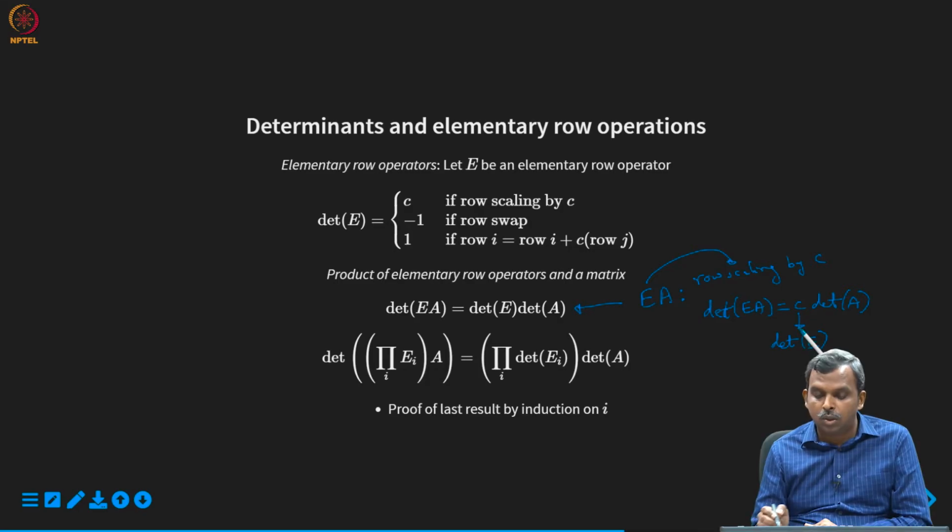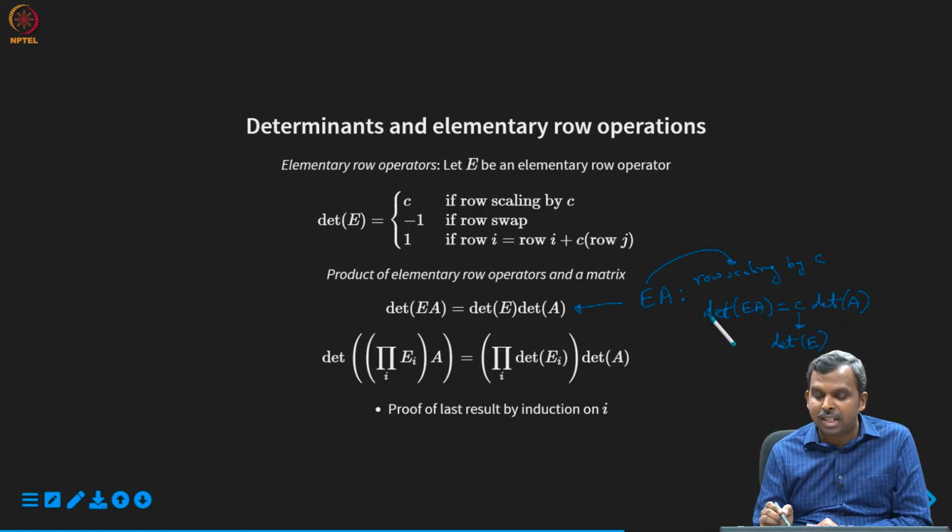Okay, so you will get determinant of EA equals determinant of E into determinant of A. Now what if E is a row swap? Then again you see determinant of EA becomes minus determinant of A, where -1 is again determinant of E. Now what if E is just a row combination, row I equals row I plus C times row J? Again you see determinant of E is 1 and determinant of EA becomes equal to determinant of A.